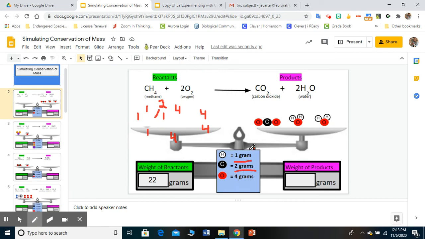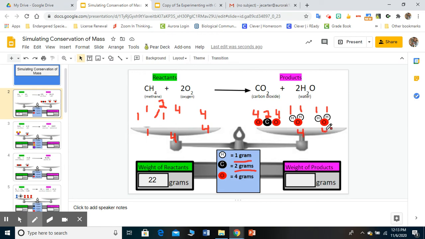I remember that according to the key, oxygen is 4 grams. Carbon is 2 grams. Another oxygen here is 4 grams. Each hydrogen is 1 gram. And these remaining oxygens are each 4 grams.